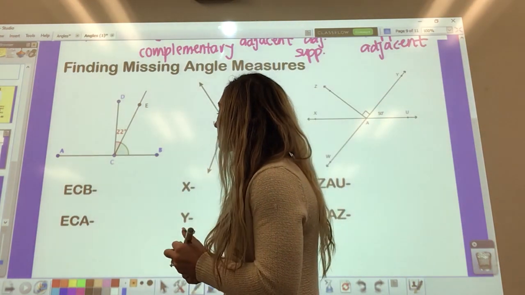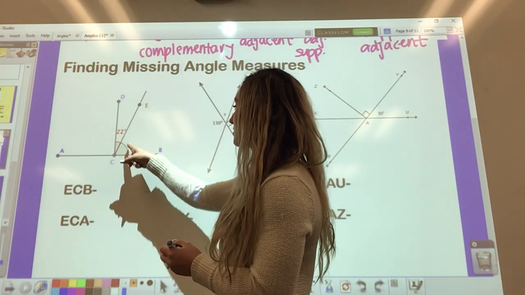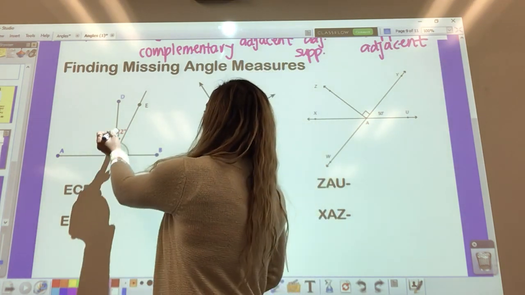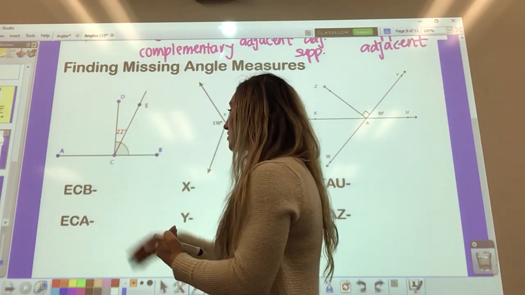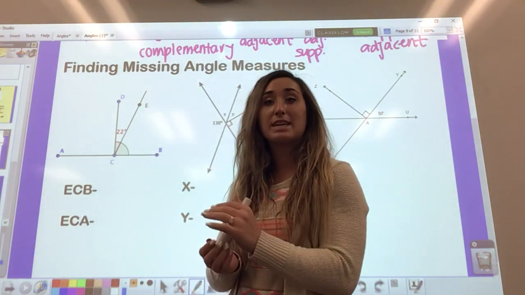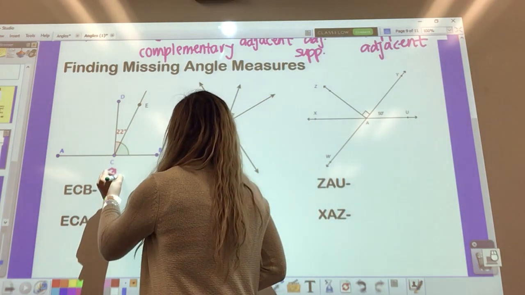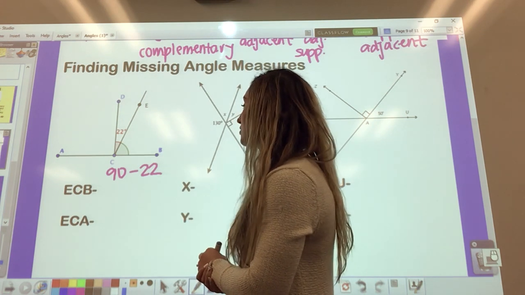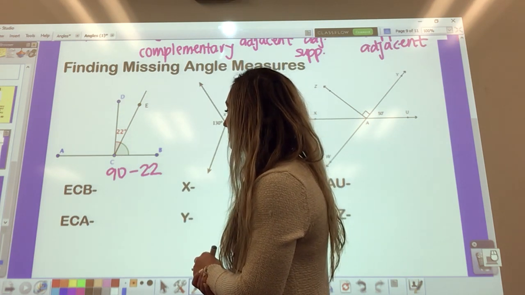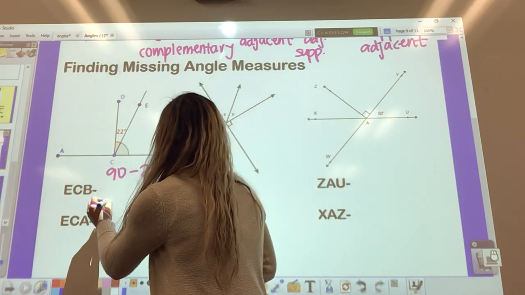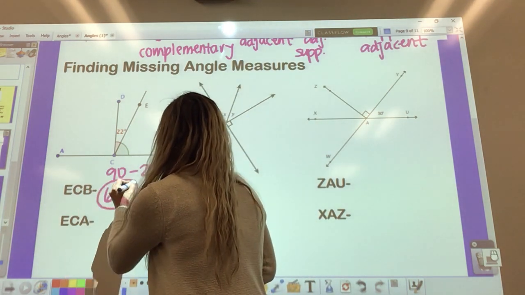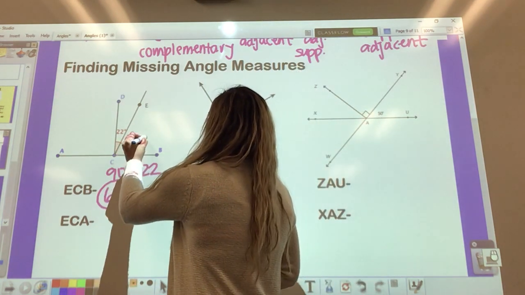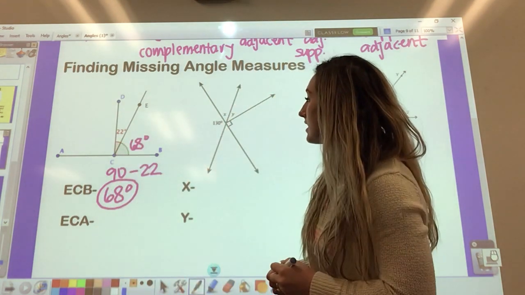Starting at this one, we're trying to find angle ECB, so this green one right here. We know that this angle is 22, and ECB, the one we're trying to find, looks like it would be its complement. It looks like those form a 90-degree angle. So to find this, we would just want to subtract the 22 from 90, and that would be 68 degrees. Okay. I also like to label it on the image just so we have an idea there.